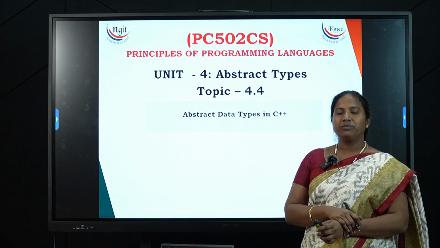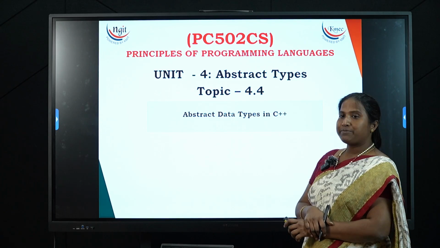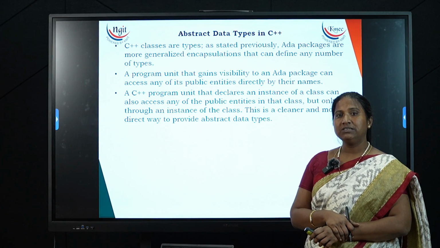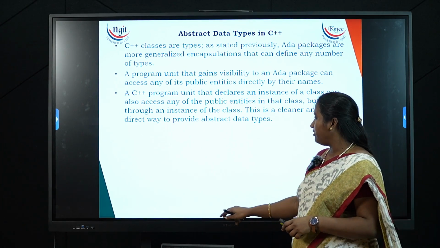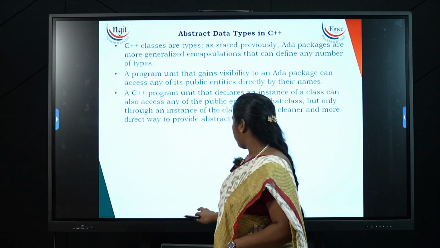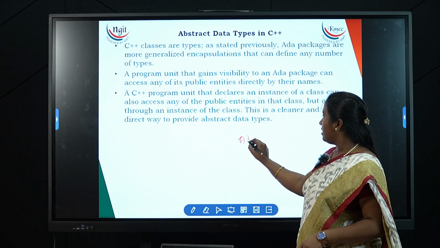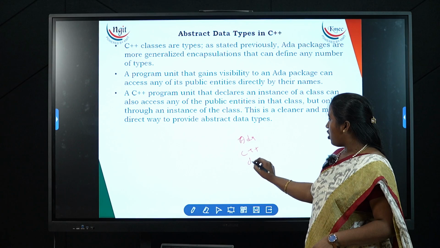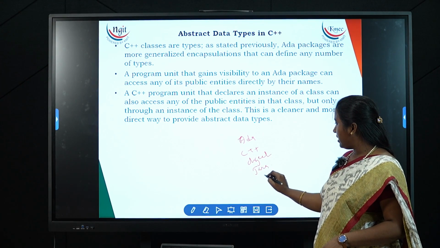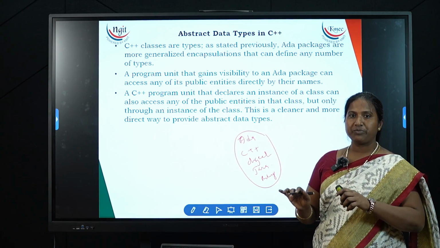Today we'll learn about the next topic of the 4th unit, that is abstract data types in C++. So basically we were talking about the concept of abstraction. Abstraction is being provided in a few languages as per the discussion in the previous videos. So those languages are what? Ada and C++, Objective-C and Java, Ruby. These are the programming languages which provide abstraction in their programs.